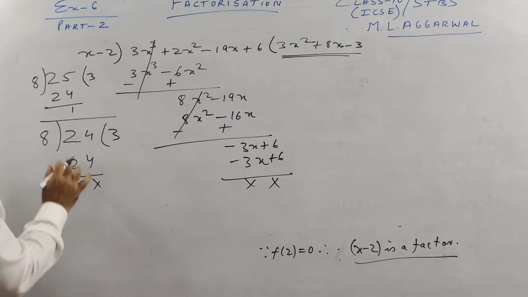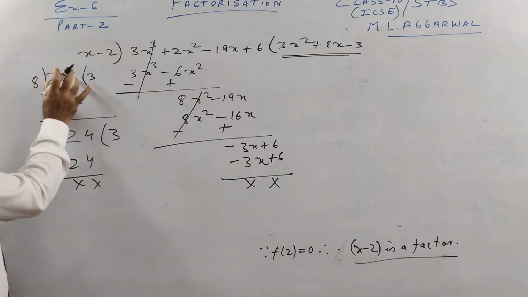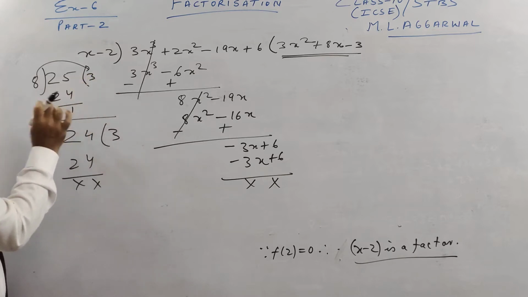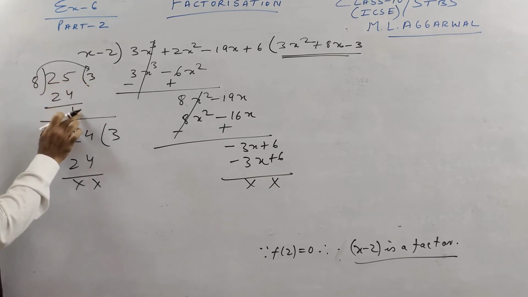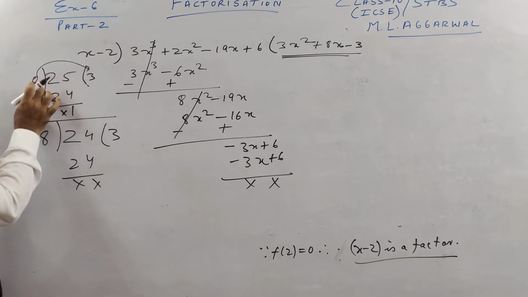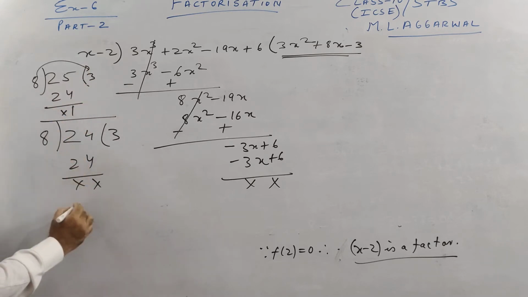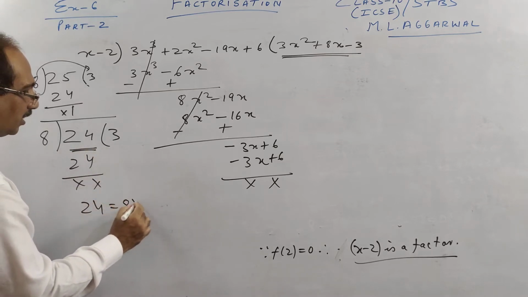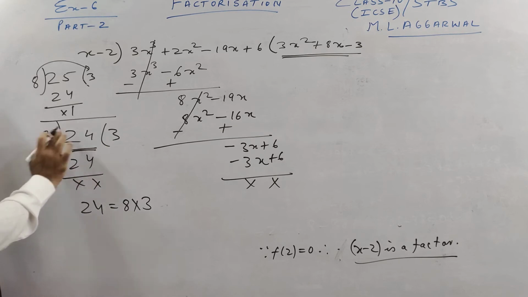So one small thing you have learned, in any division, this is called dividend, is divisor into quotient plus remainder. In any division, if there is a remainder, dividend is equal to divisor into quotient plus remainder. But when remainder is 0, then dividend is equal to divisor into quotient. This, when remainder is 0, is nothing but this into this.